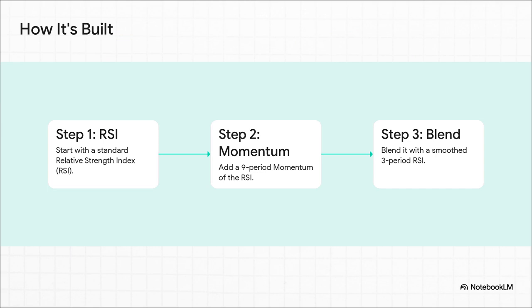Now, you don't need to be a math genius to get what's going on under the hood here. It's actually pretty straightforward. It starts with the RSI we all know. Then, it looks at the rate of change of that RSI. That's the momentum part. Finally, it blends all that with a very short-term, smoothed-out RSI. And what you get at the end is a much more responsive, much more predictive line on your chart.